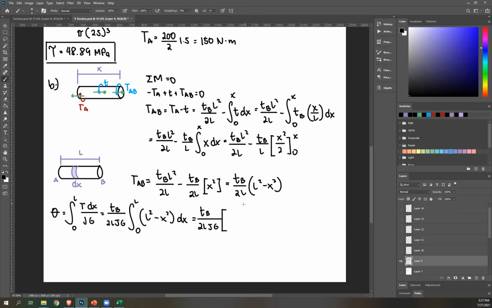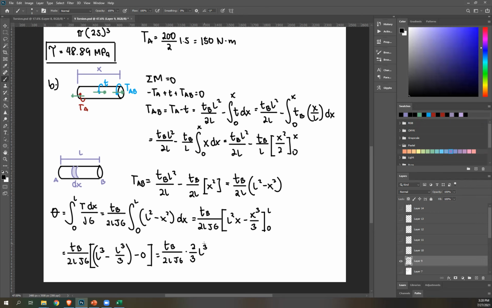So therefore, integral of L squared dx is just L squared times x. And then integral of x squared is x cubed over 3. And then evaluate from 0 to L. So you'll get TB over 2LJG. L squared times L, you'll get L cubed minus L cubed over 3. And then when you sub in 0, the entire thing is just 0. Okay, and then let's simplify further. L cubed minus L cubed over 3, that's 2/3 L cubed. So finally, you get TB over 2LJG times 2/3 L cubed.